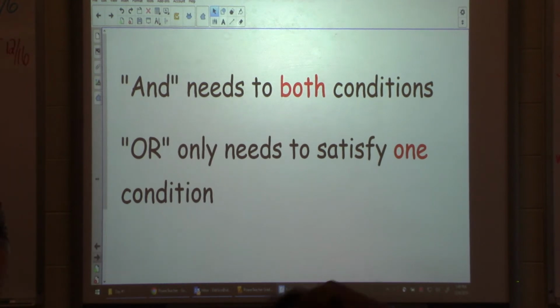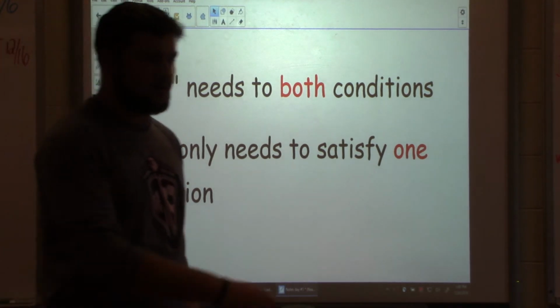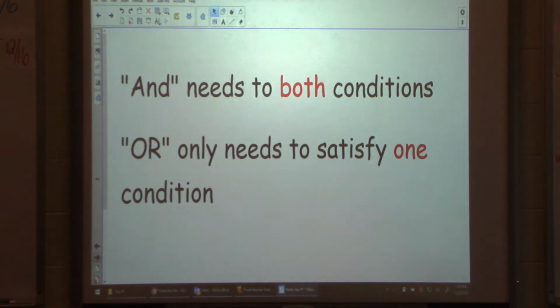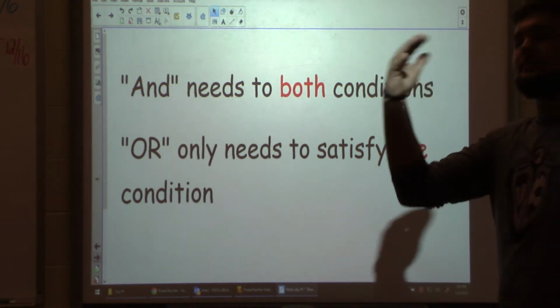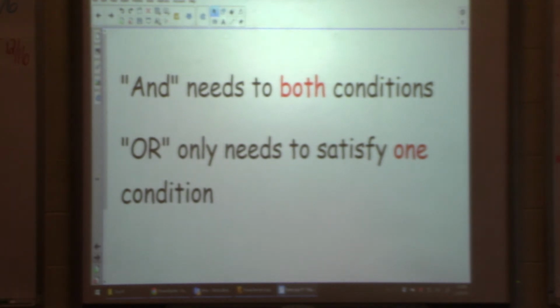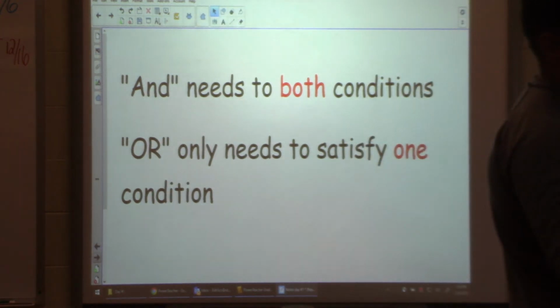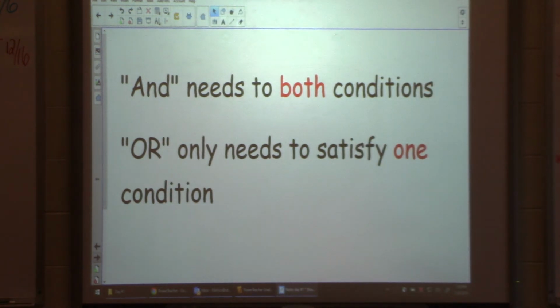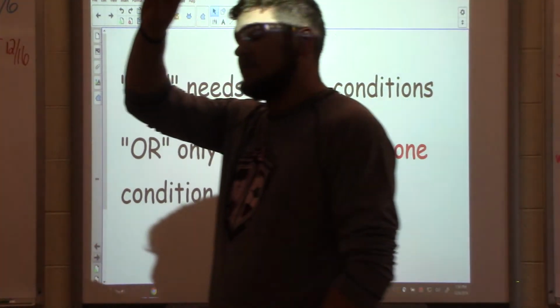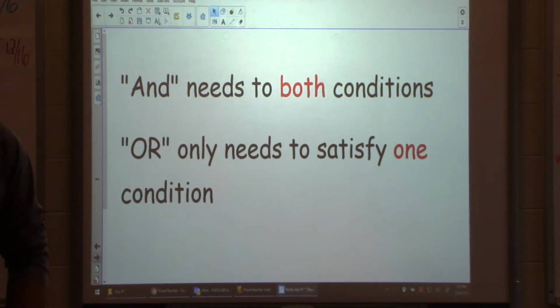Alright, guys, does "and" or "or" need to satisfy both conditions, or only one? Using the example I used last hour, a real world example: if I say I need to go to the grocery store and the post office, that means I'm going to both of those places. If I say I need to go to the grocery store or the post office, that means I need to go to only one of those, or I could go to both. So anytime I say or, it only needs to satisfy one of the two inequalities. If I say and, it needs to satisfy both of them.